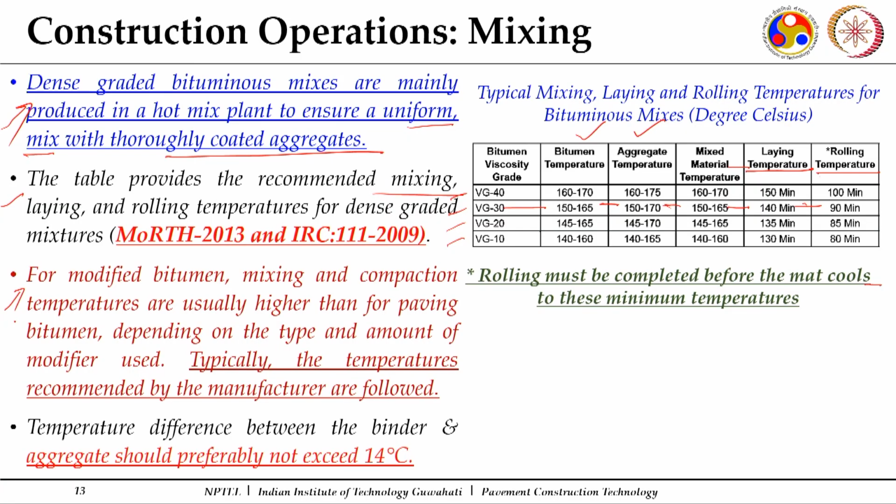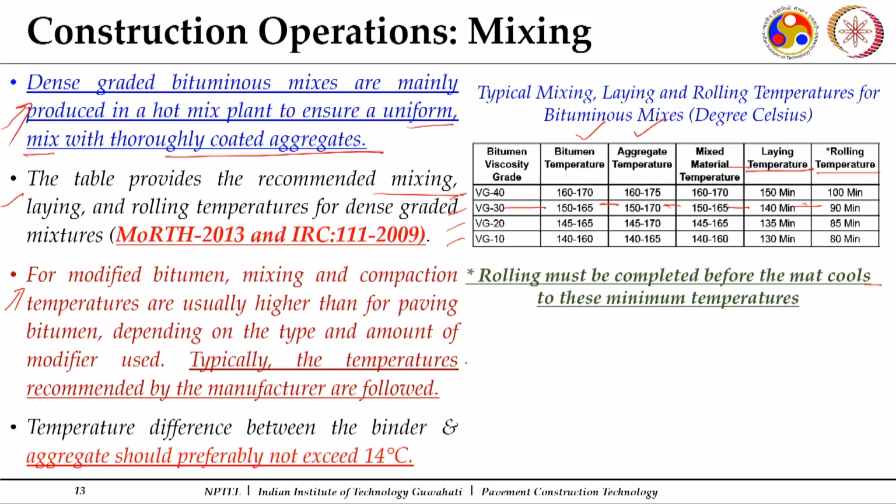Now, this is a typical table recommended by MORTH and IRC 111 for neat binders, paving grade binders. Nowadays there is a lot of use of modified binders, growing with the new modifiers which are coming up. Most of the time, modified binders, with the use of polymers or other substances, have mixing and compaction temperatures slightly higher than your neat binders.